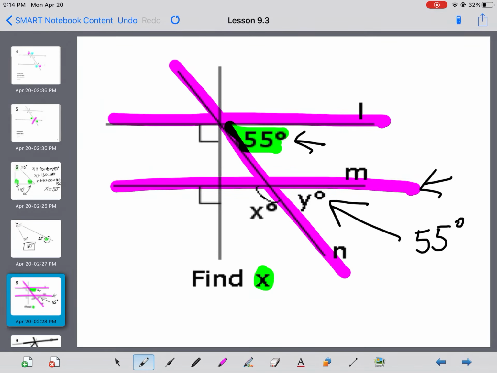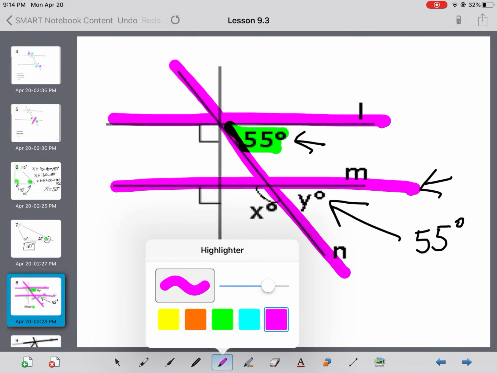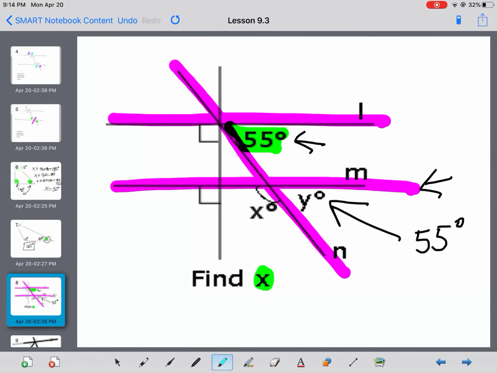Now that helps me in finding angle X because I can think about supplementary angles. I didn't review that so much on this lesson, but supplementary angles are 2 angles that together equal 180 degrees. So if I look at Y and I look at X, I notice that they're a linear pair. They're right beside each other, and together they equal 180 degrees.